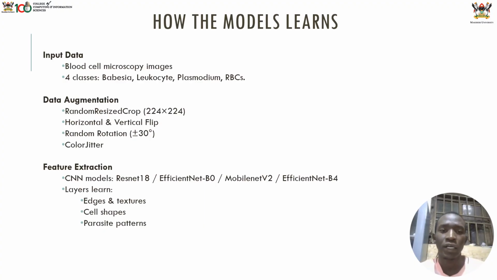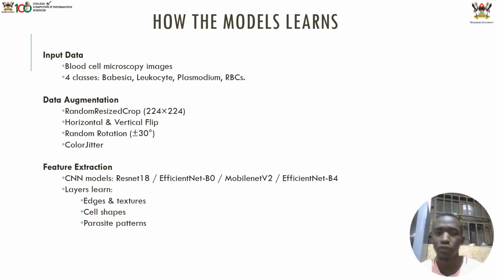Initially, we have the input data. The model uses microscopy images of blood cells as the input, and these images are labeled into four classes: babesiosis, leukocyte, plasmodium, and then the normal red blood cells. This allows the model to learn how to distinguish between the infected and the healthy cells. So from there, we shall go to the data augmentation.